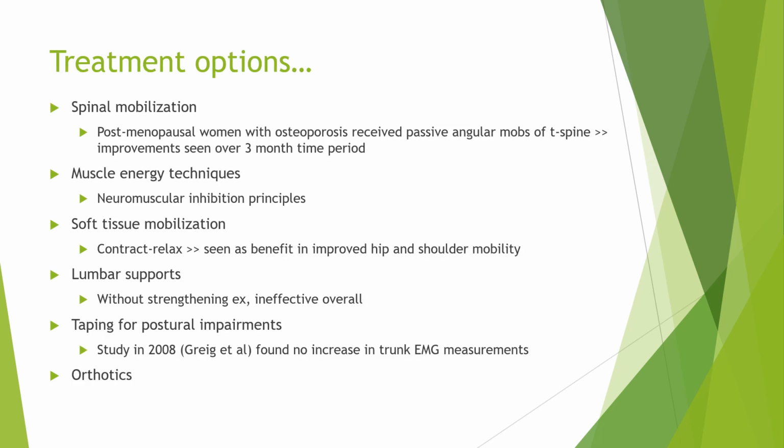There's all kind of treatment options that we have. Spinal mobilization, like we talked about previously. So postmenopausal women with osteoporosis received passive angular mobs of the thoracic spine. So there was a research study done on this, and they did see improvements over a 3-month time period. So again, you have to determine whether or not that's a mobilization or a manipulation. But you know, if we're just doing some mobilizations to see if we can improve that mobility of the thoracic spine, that's fantastic.